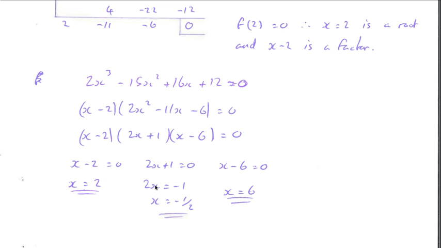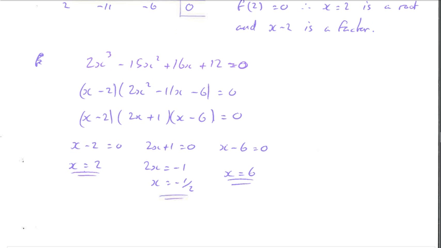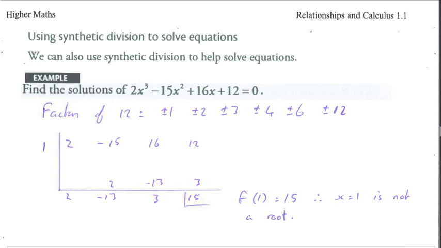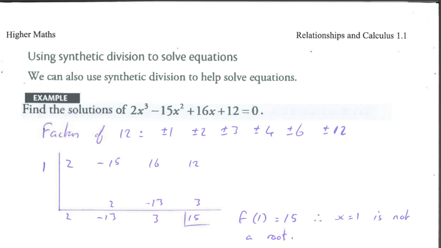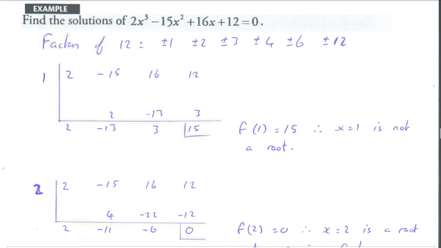2x plus 1 equals 0. Subtract 1 from both sides, divide through by 2, x equals negative 1/2. Or x minus 6 equals 0, add 6 to both sides, x equals 6. And that is using synthetic division to solve equations.